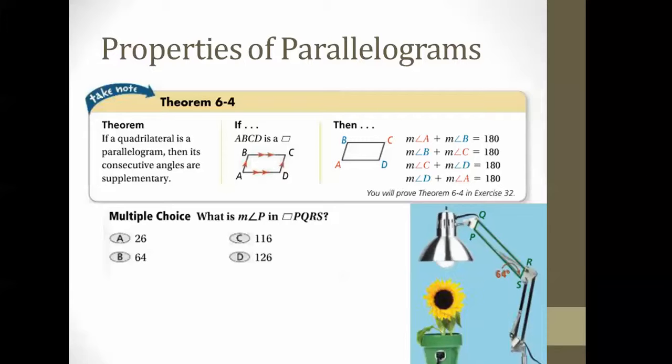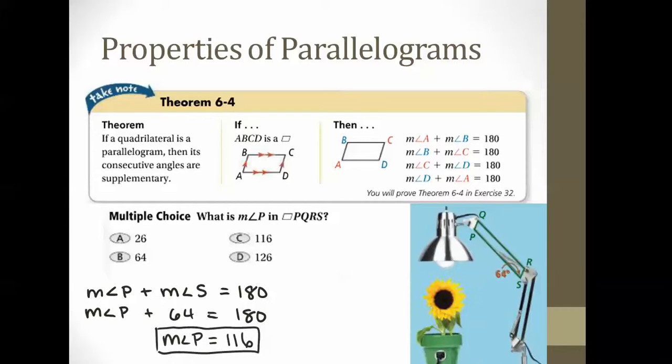Okay, so I'm looking over here at this one. I see the parallelogram PQRS. I notice the angle S is 64 degrees. So I'm going to set up an equation like this. The measure of angle P plus the measure of angle S equals 180. Substitute 64 for measure of angle S. Subtract 64 from both sides, and I find out that the measure of angle P is 116.